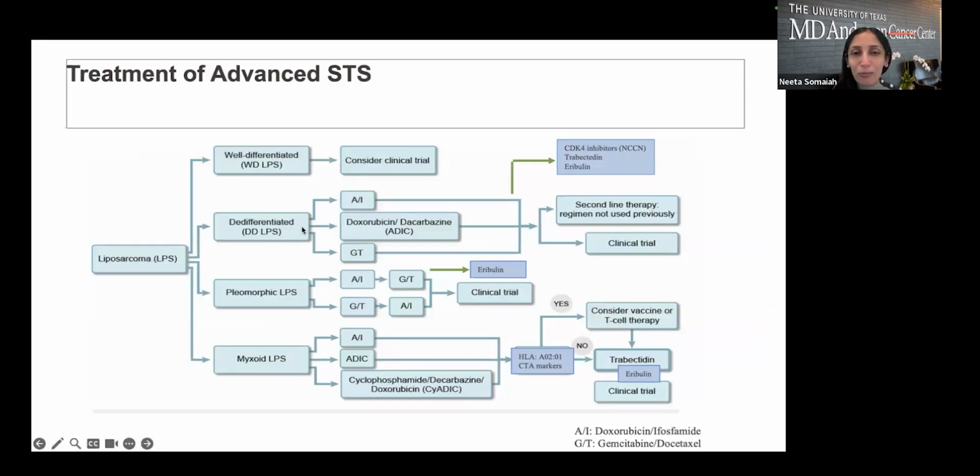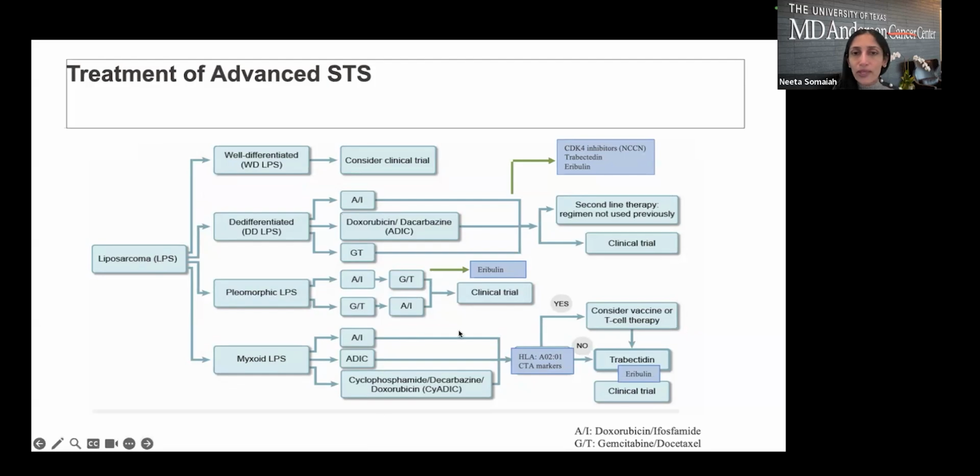And sorry if it's a little complicated. The other treatment that we use often is gemcitabine docetaxel, usually used in the second line, especially in dedifferentiated liposarcoma or pleomorphic liposarcomas. And for myxoid liposarcomas, we often use trabectedin, which works very well. It's also useful for the other types of liposarcoma, but it works the best for myxoid liposarcoma.